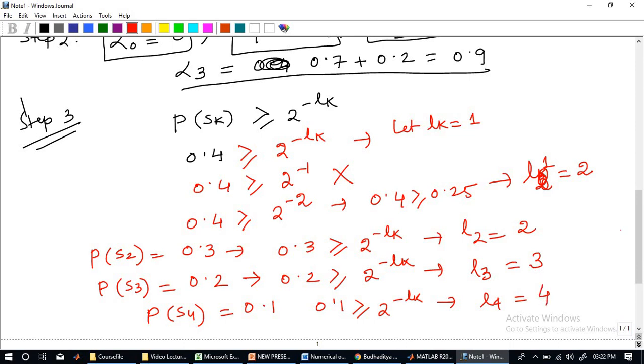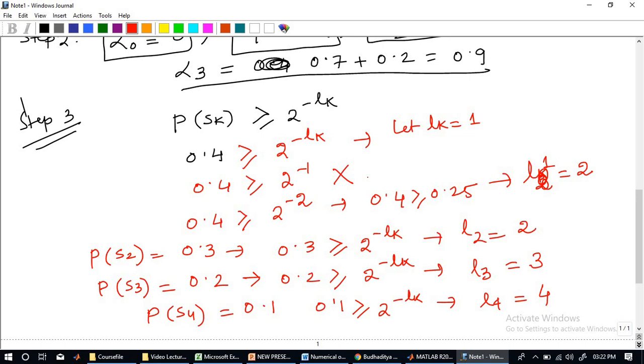I am repeating once again what I did. We have to satisfy this particular inequality: the probability of the individual symbol should be greater than or equal to 2 to the power minus Lk, where Lk is the code word length for each of those probabilities. We are not looking at the combinations, we are just finding the length.